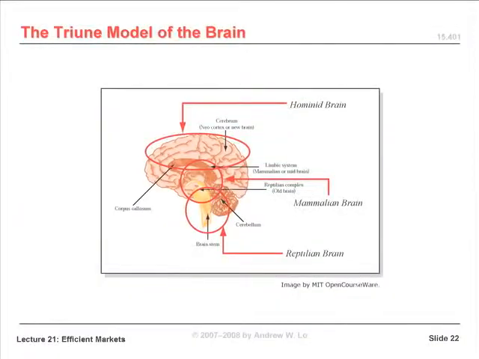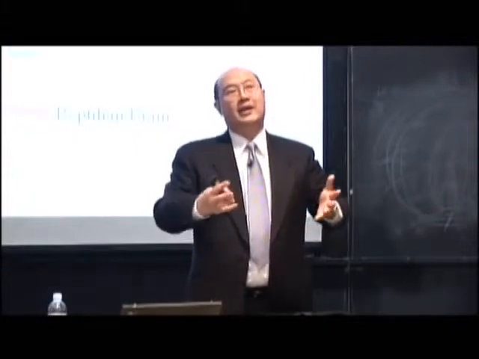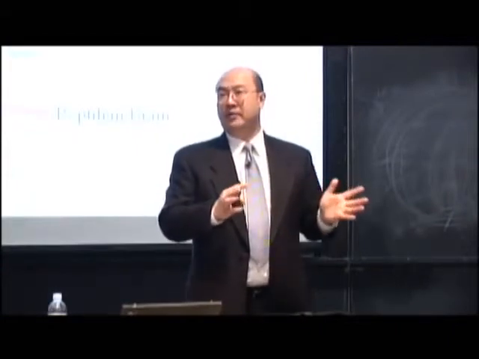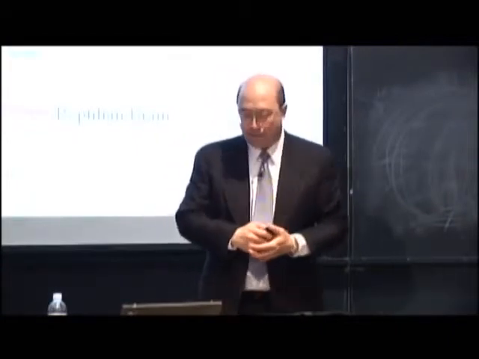And MacLean called the brainstem the reptilian brain because this is the part of the brain that we have in common with virtually all vertebrates. Reptiles, mammals, anything with a spinal cord will have a brainstem sitting on top of that. And from an evolutionary perspective, it is the oldest part of the brain and the part that really controls the very most primitive functions of life.